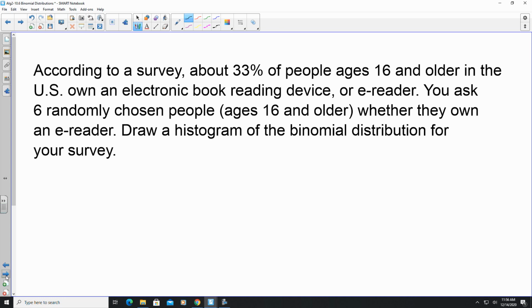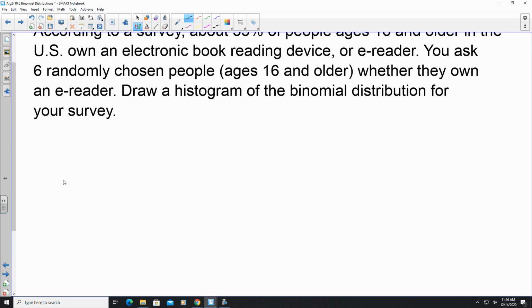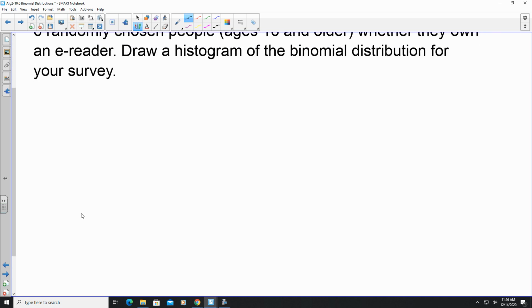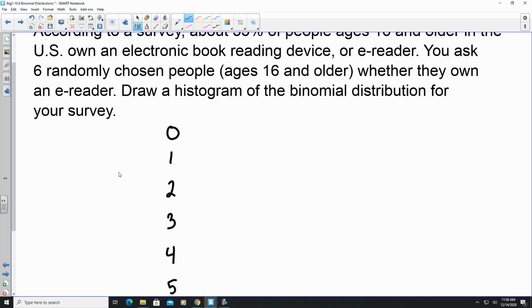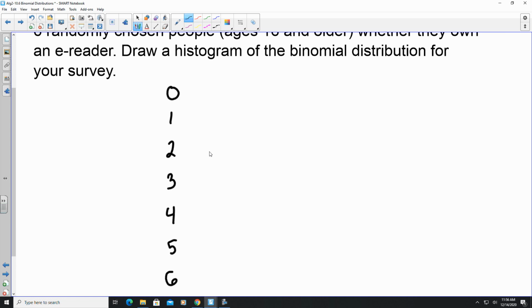So what you can say is you can ask 6 people, and essentially you're going to get 7 outcomes. Of the 6 people you asked, they can say that zero people own the e-reader, 1, 2, 3, 4, 5, or 6. Those are the possible successes, from 0 all the way up to 6. Here is how we're going to determine the probability of that.